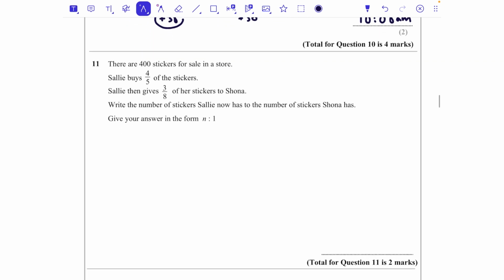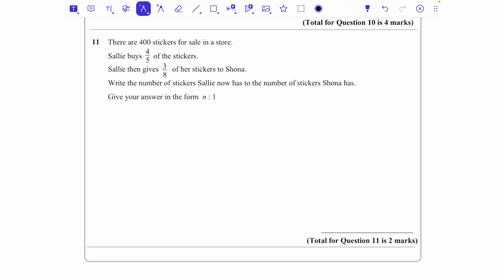Question number 11. There are 400 stickers for sale in a store. Sally buys 4/5 of the stickers. Sally then gives 3/8 of her stickers to Shona. Write the number of stickers Sally now has to the number of stickers Shona has. Give your answer in the form n to 1. So there were 400 to begin with and Sally bought 4/5. So we need to do 4/5 of 400. Now in your calculator you can type 4/5 times 400. That would get you the answer straight away.